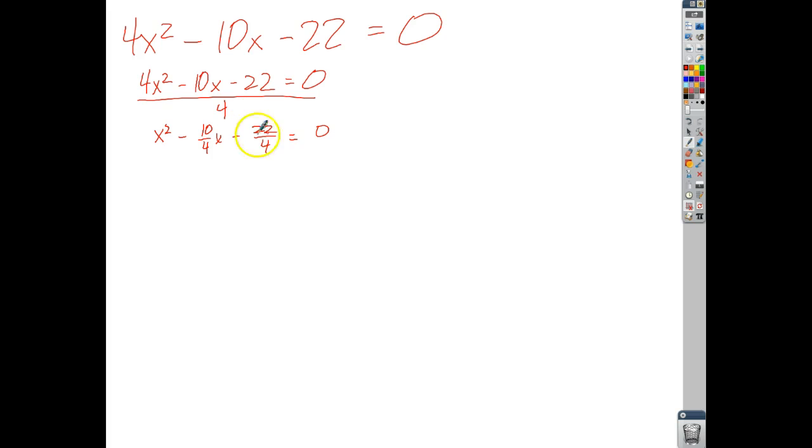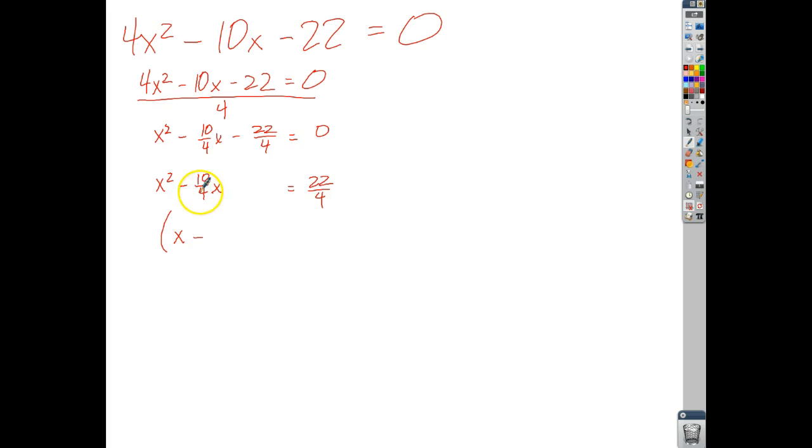Okay, next I'm going to move the 22/4 to the other side, so I'm going to get x squared minus 10/4 x, I'm going to leave a space here, is equal to 22/4. All right, next, because the lead term here is 1, x squared, the square root of x squared is just x, so that's my lead term inside of my perfect square.